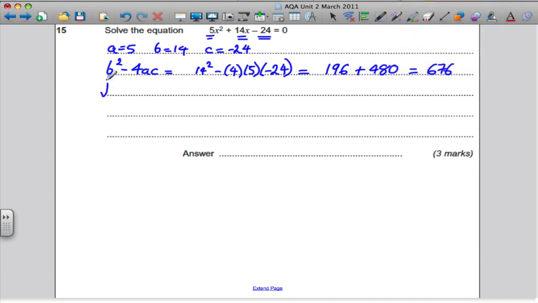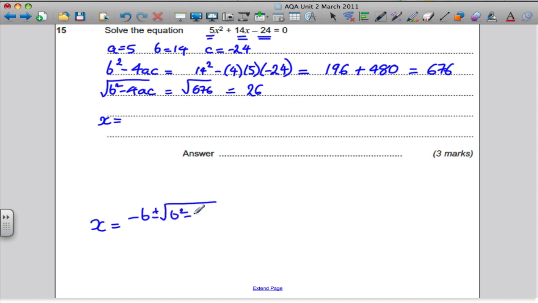Okay, so then work out the square root of b squared minus 4ac, and that's going to be the square root of 676. What number multiplies by itself to give this? Well, you know that 25 times 25 is 625, so this seems like it would be 26, and indeed it is 26. So then work out our x. Remember our quadratic formula. The quadratic formula is, and we have a song, the quadratic formula is negative b plus or minus the square root of b squared minus 4ac all over 2a.